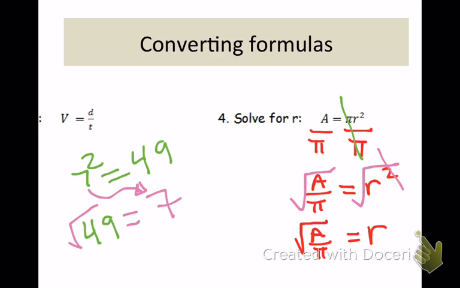Everything's on the inside, and then we'll just rewrite it, but backwards. If you want to skip that previous step and write it backwards from the start, that is perfectly fine. So the radius is the square root of the area divided by pi. All right, that's it. Go ahead and do the practice problems and finish up your work.